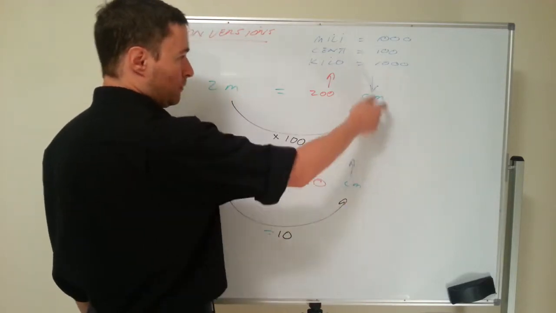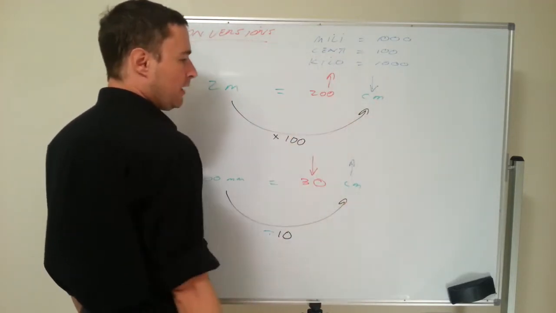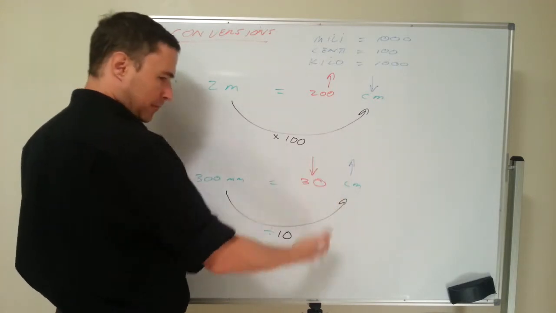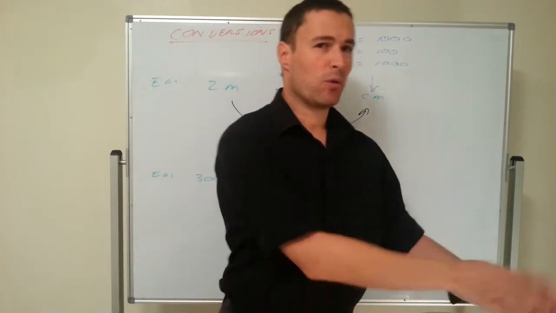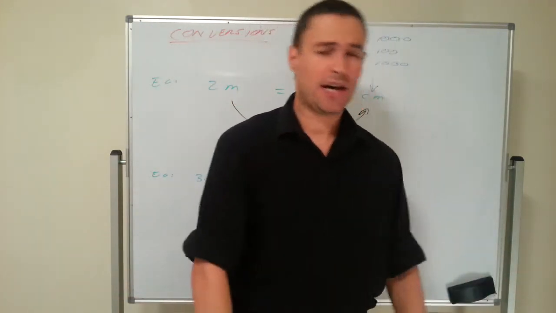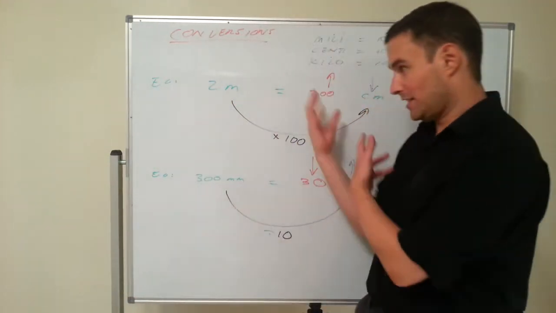Units either go down when it's getting smaller, so the number part must go up, or the units are going up, so the number part must go down. This balancing idea helps me remember. And I don't have to learn from one to the other. I times from one to the other, divide. It just works out logically each and every time.